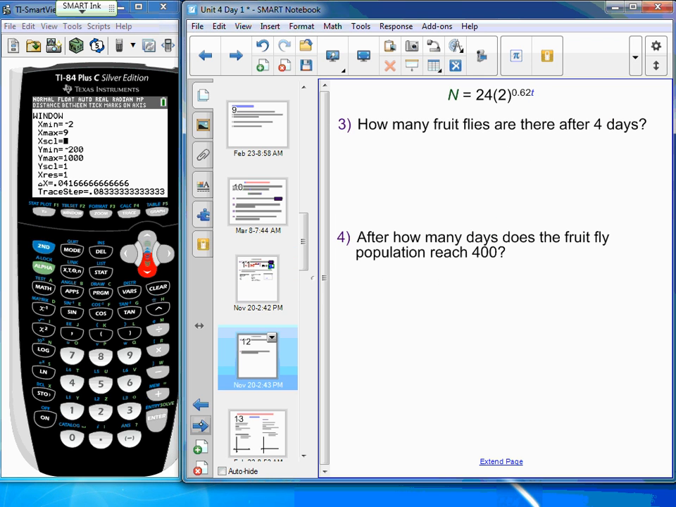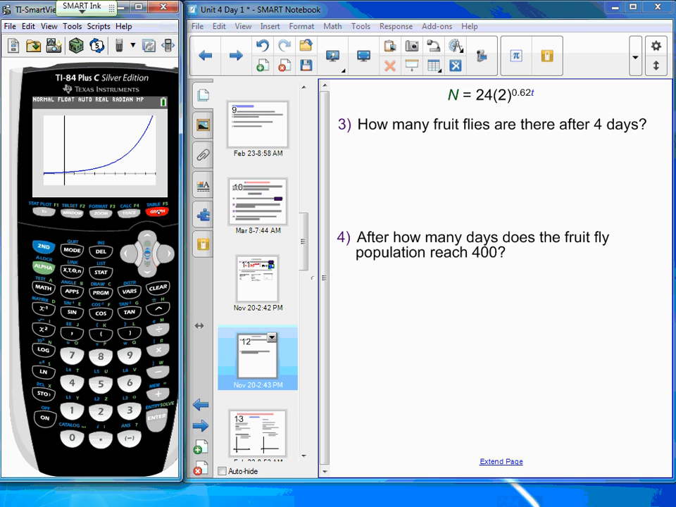And now we can answer some questions like, how many fruit flies are there after 4 days? Well, just like number 1, we could evaluate my function rule by plugging in 4 for t. But since we have our graph, let's practice with our trace feature. Once you're on the graph, you can press trace. Where is that? That's top toolbar, 4th button, trace. And then the X value of concern, we want to trace when t equals 4 days. So everybody do trace, 4, enter.